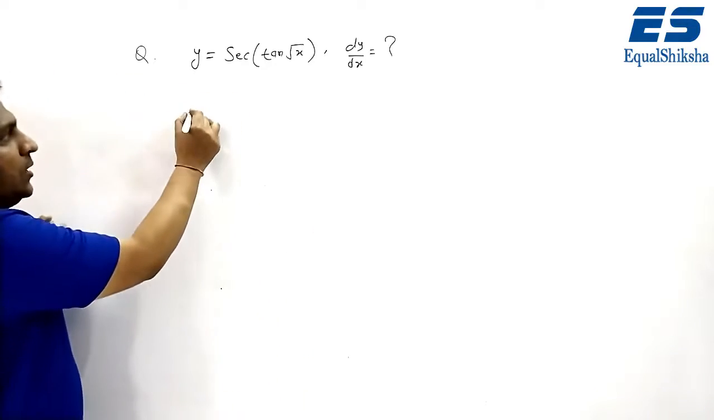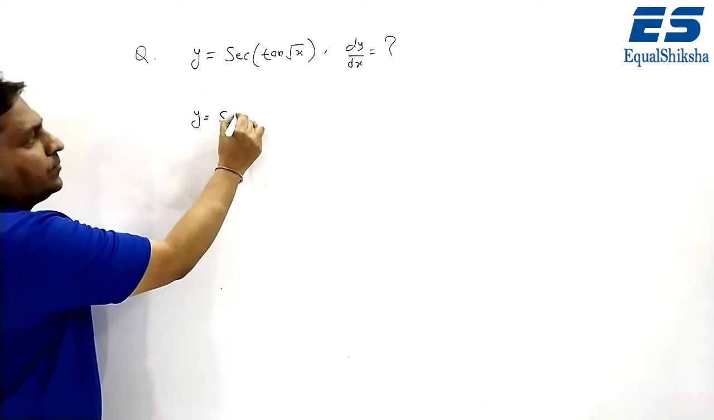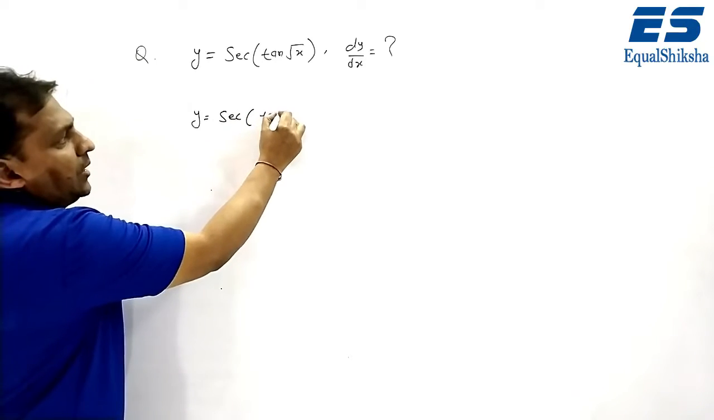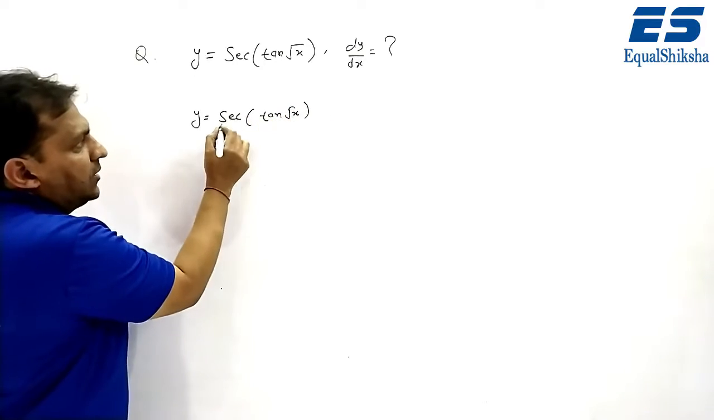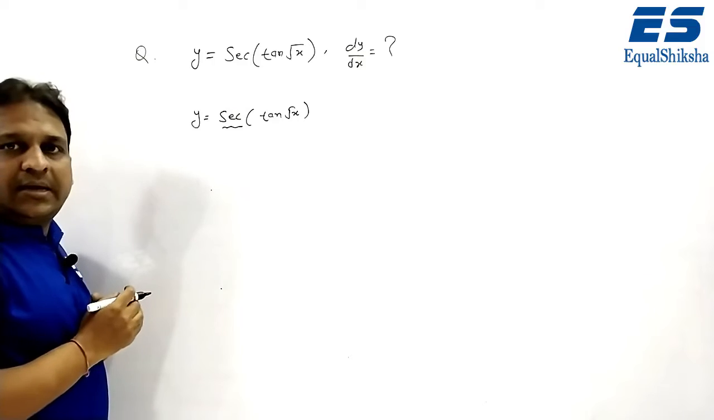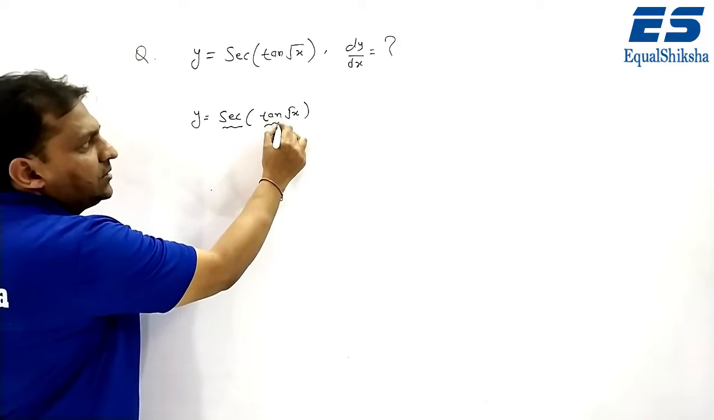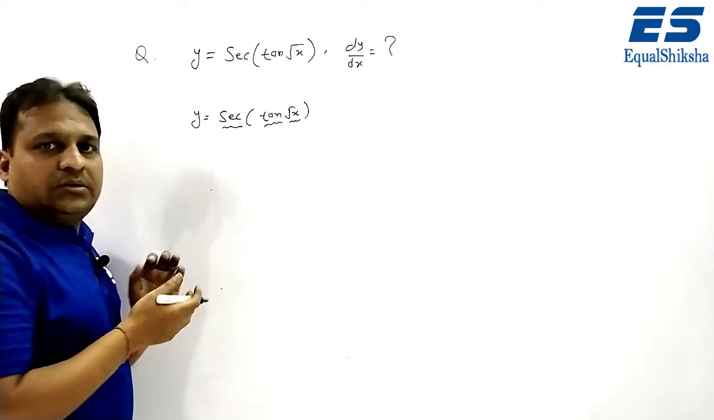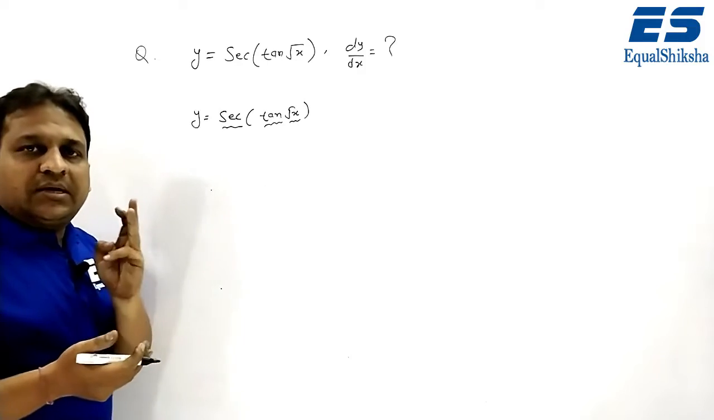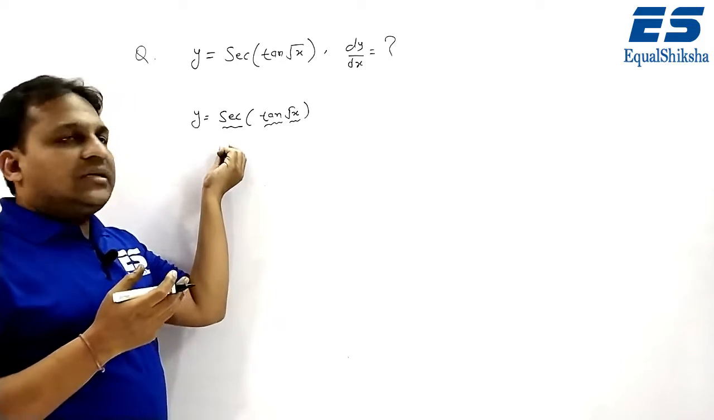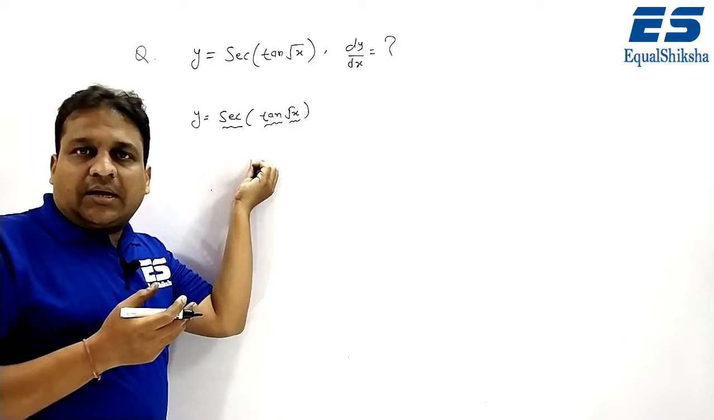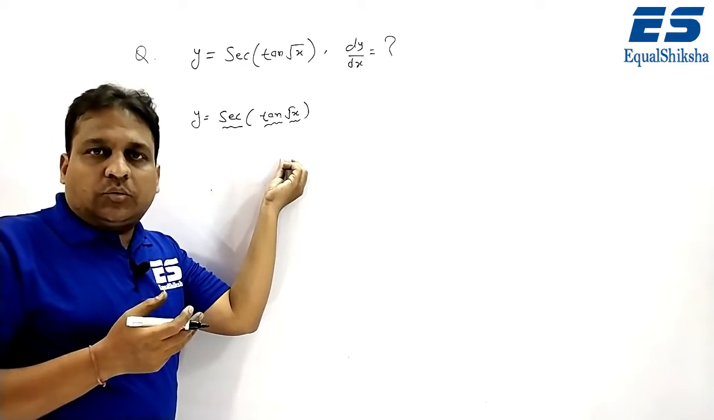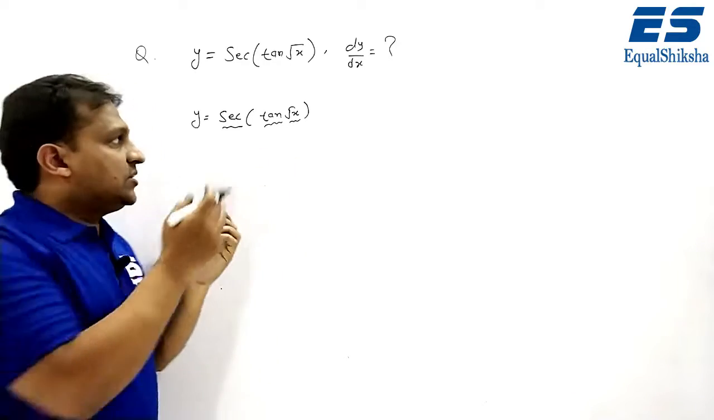Here y is equal to sec tan root x. देखिए बेटा, first function is sec, second function is tan, and the third function is root x. So there are three functions. First function is sec, second function is tan, and the third function is root x. Now we have to differentiate this function.